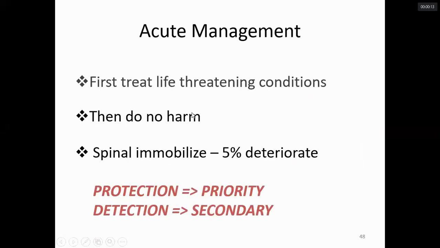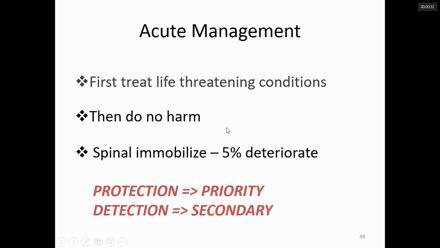This is a continuation of the same presentation. Now, management of spinal cord injuries. First, you should treat the life-threatening conditions. Transportation is the most important thing in spinal cord injury. How you transport determines the prognosis of the patient.